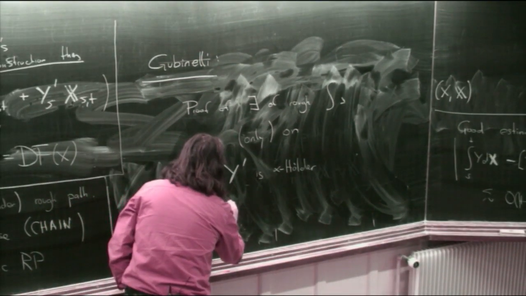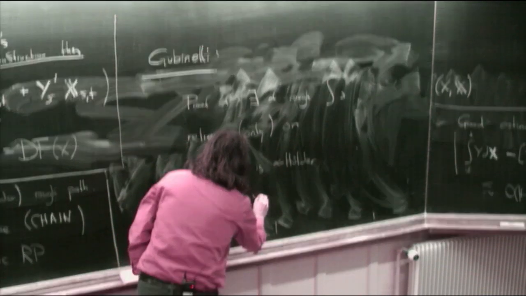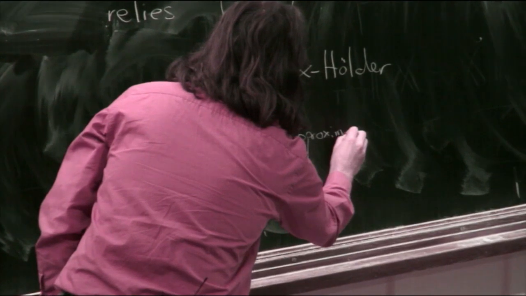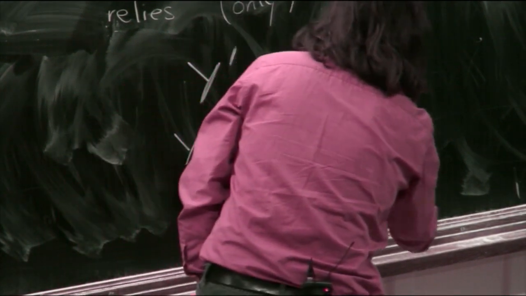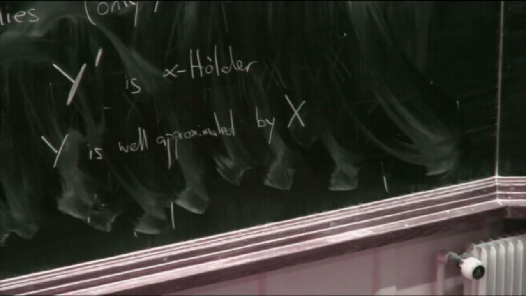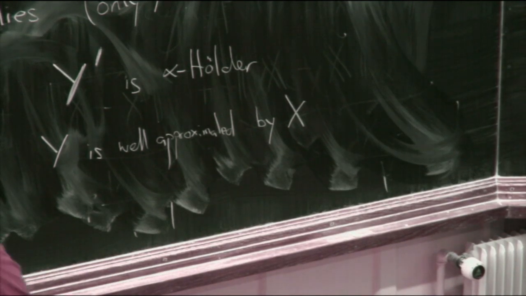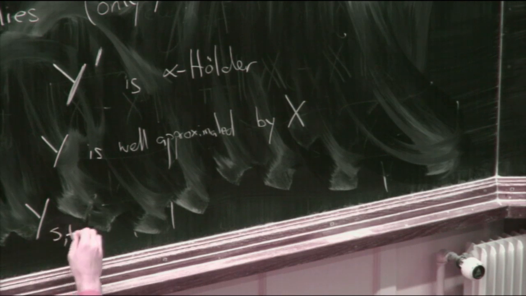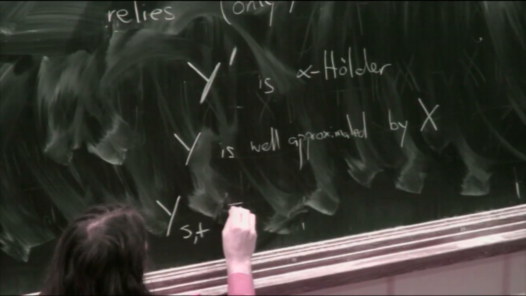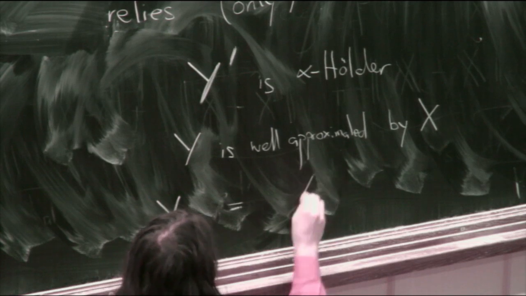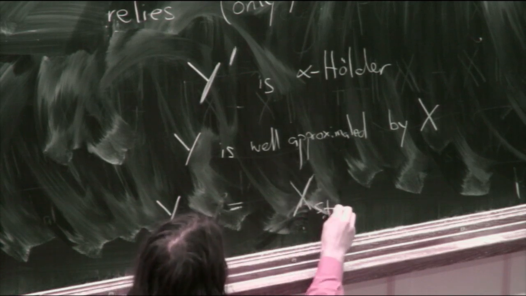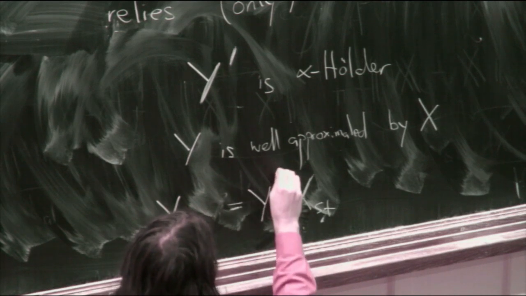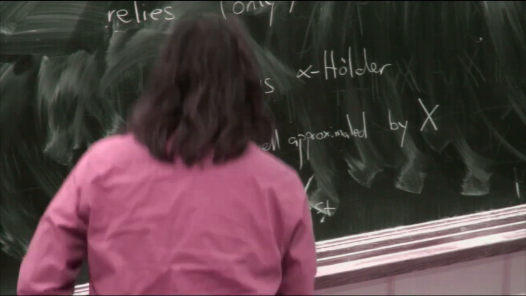And y is well approximated by x. And let me make this a little bit more quantitative. What you want is that small increments of y behave to first order like small increments of x with a vector here, which is y prime of x. Okay? Okay.